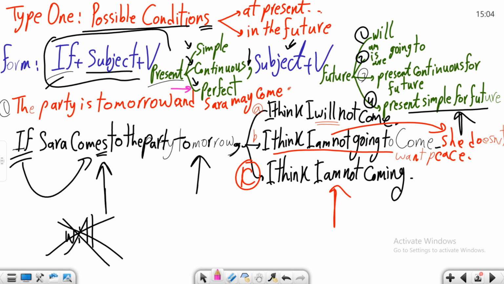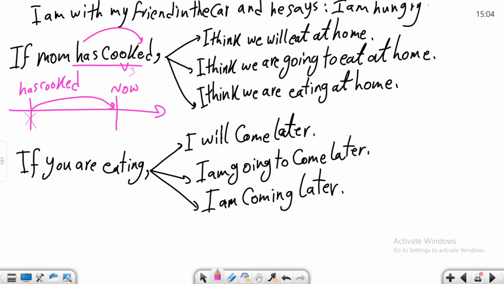I tell you here, we don't care when the verb happened. We don't care when my mother cooked. We care for the result of the verb. Present perfect concentrates on the fact that the verb has a result. My mother cooked in the past, and the result is there is food. So if my mother has cooked, it means she cooked in the past and there is food now. The result, if there is a result, I think we will eat at home.